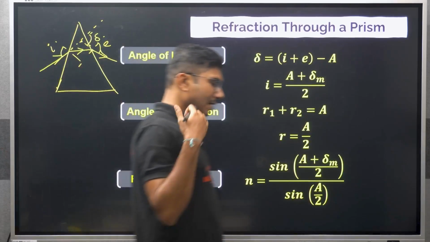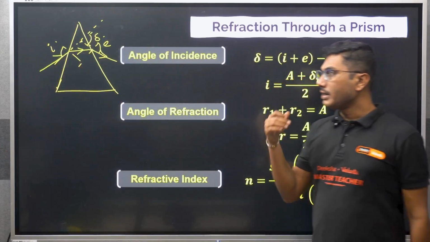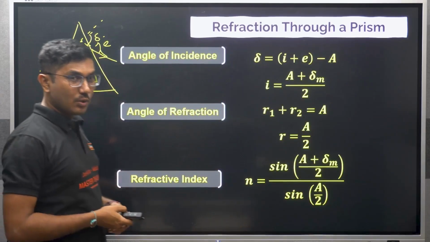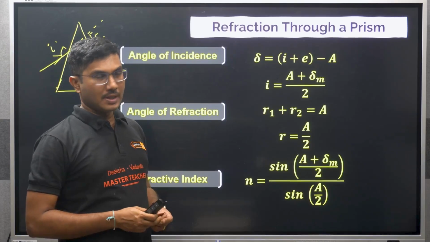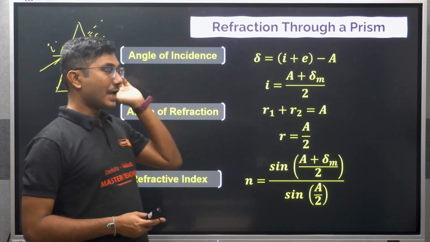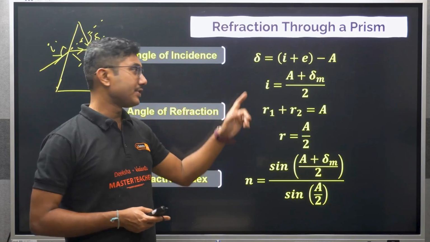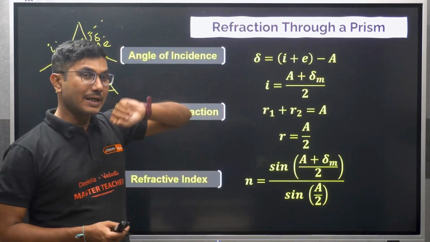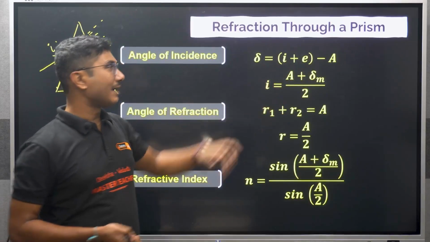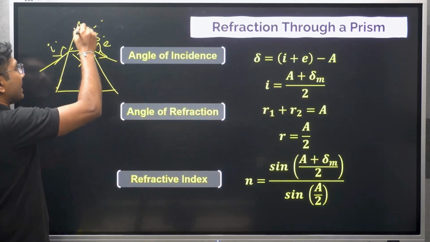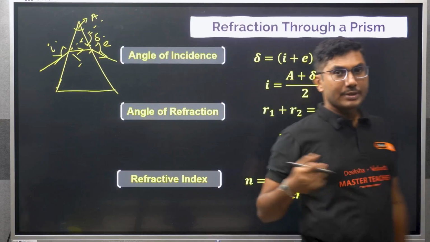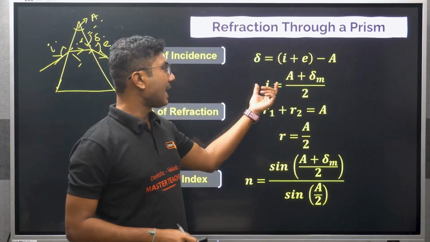It can be shown, we have done the derivation, that when i and e become equal, the angle of deviation becomes minimum. The angle of deviation becomes minimum only when i and e are equal. That is the particular case which is called the angle of minimum deviation, and correspondingly you can calculate that particular incident angle, which is given by (A plus delta m) by 2. A is the angle of the prism, that is the apex angle. So this is how you can calculate the angle of incidence.